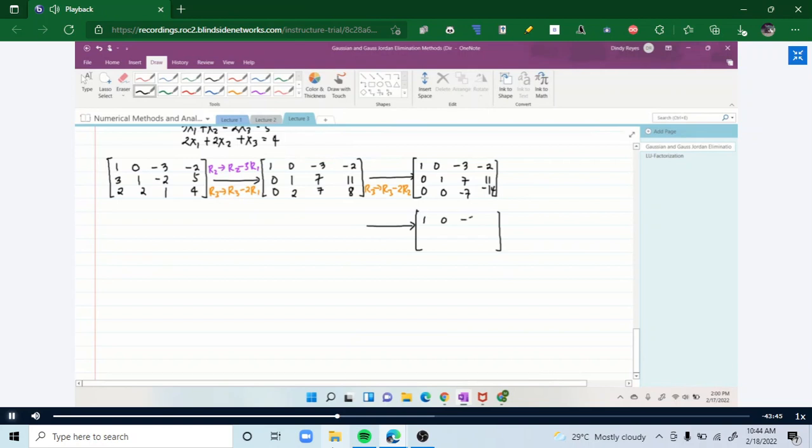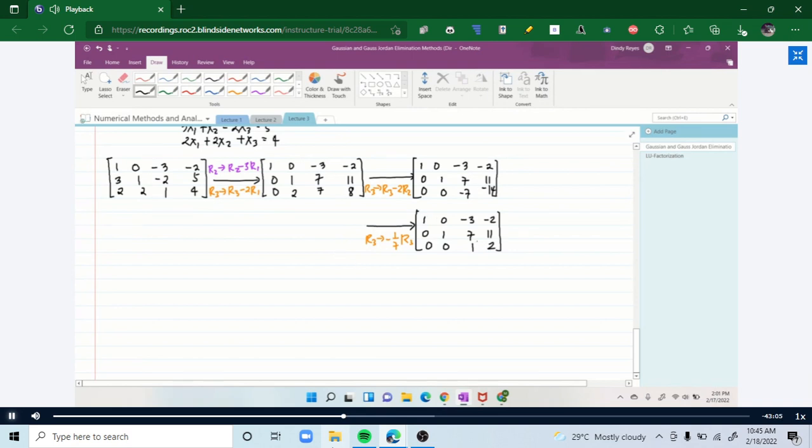So we will not be changing anything with the first two rows. 0, 1, 7, 11. We have to make this a 1, so we have to change R3 again. This should be 1, so we multiply R3 by negative 1 over 7. It's the reciprocal. So multiplying by negative 1 over 7, we get 0, 0, 1, and then this becomes 2. Negative 14 divided by negative 7 is positive 2.